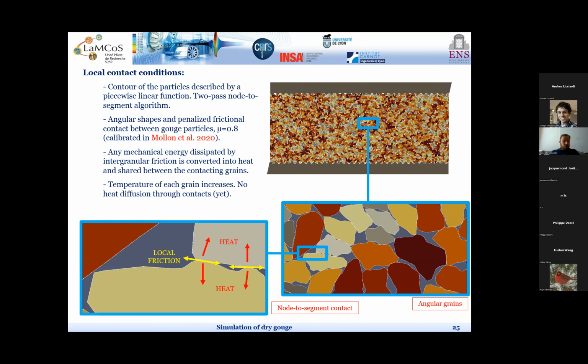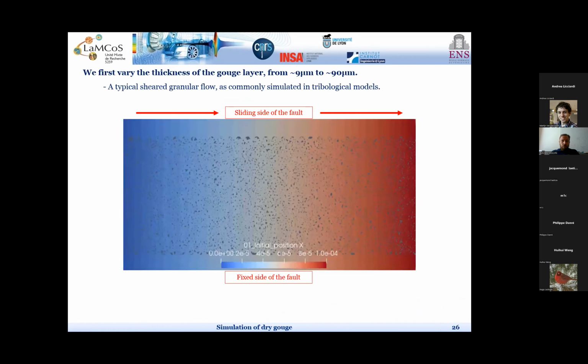And an interesting feature of this code is that it can record the mechanical energy dissipation in each contact and transfer it into heat into both grains that are in contact. So we can transform the mechanical energy into thermal energy. And you will see that we make an interesting use of this later on.